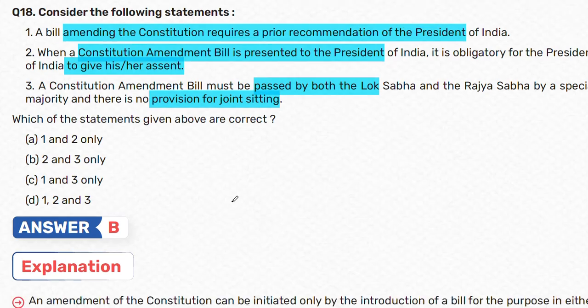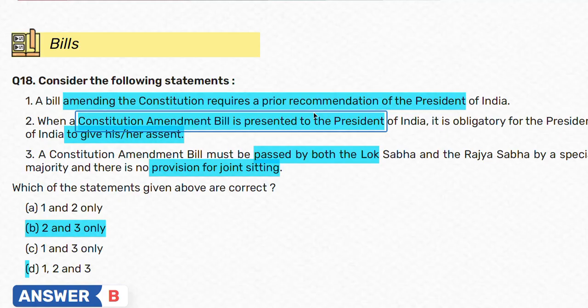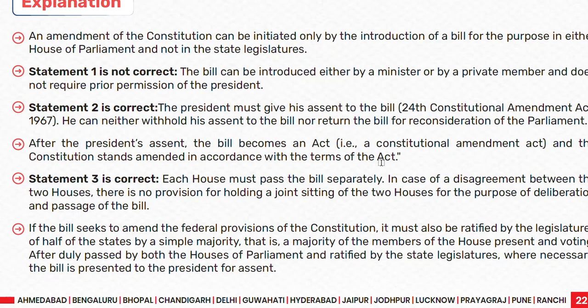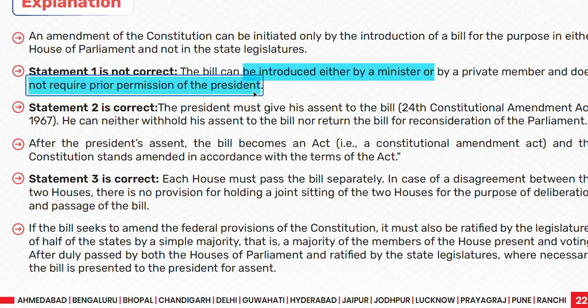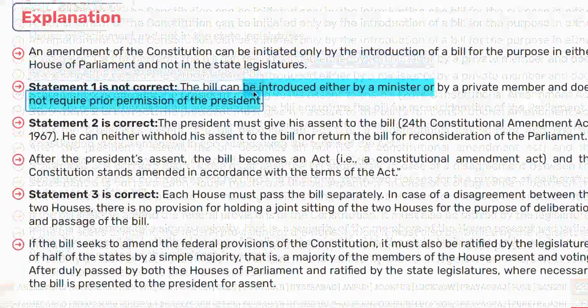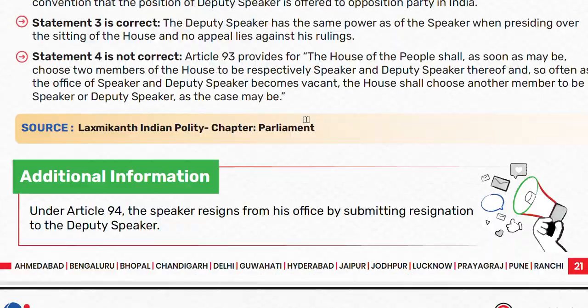So D is the correct answer, but they have given B. Sorry, they have given B, 2 and 3. 1 is not correct. Why? A bill amending the Constitution requires a prior recommendation of the President of India. I think this should be the correct answer. Let us see if the bill can be introduced either by a minister or a private member and does not require. Okay, sorry, I made it wrong. So a Constitutional amendment bill does not require prior permission of the President. The President must give his assent to the bill.